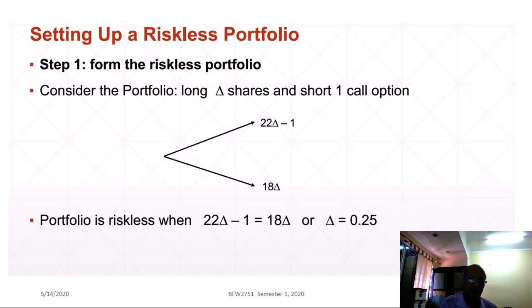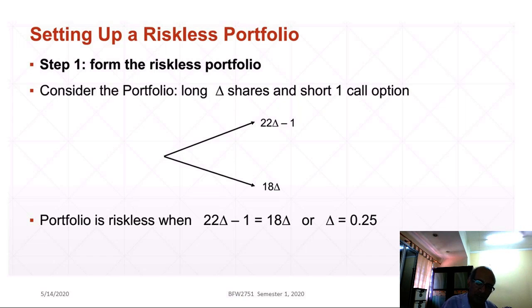Now, there are 3 steps here. First, setting up a riskless portfolio. A portfolio is a combination of at least 2 instruments. So we have the shares as the underlying and the option as the derivative. Consider the portfolio where you long delta number of shares and you short one call option. You are selling one call option. At the same time, you are buying delta number of shares.